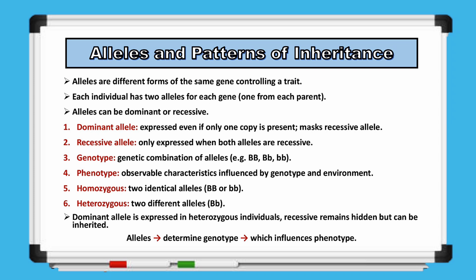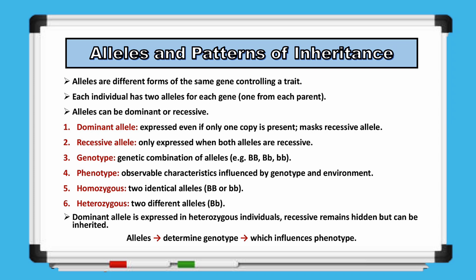Alleles are different forms of the same gene that control a particular trait. Each individual has two alleles for every gene, one inherited from each parent. Alleles can be either dominant or recessive. A dominant allele is expressed even if only one copy is present and it masks the effect of a recessive allele. A recessive allele is only expressed when both alleles are recessive.